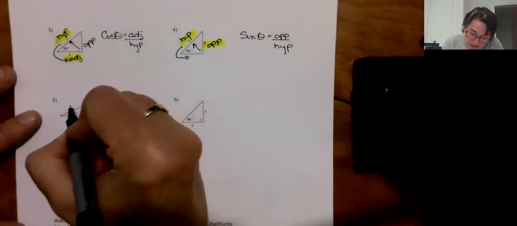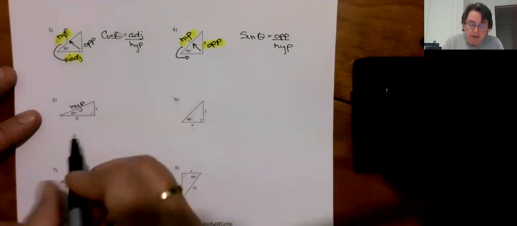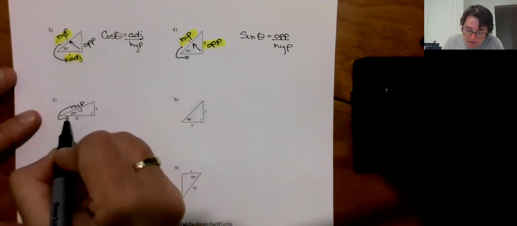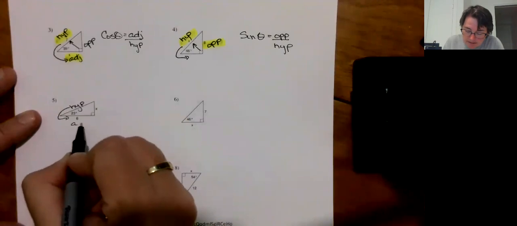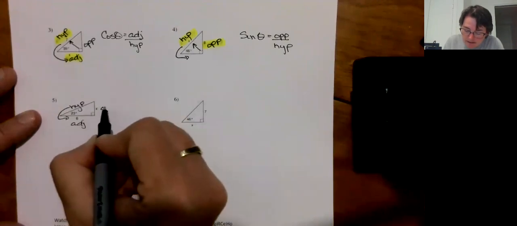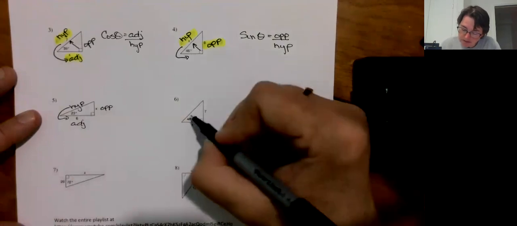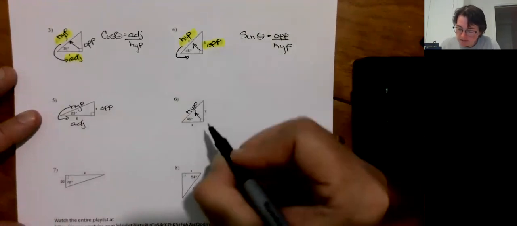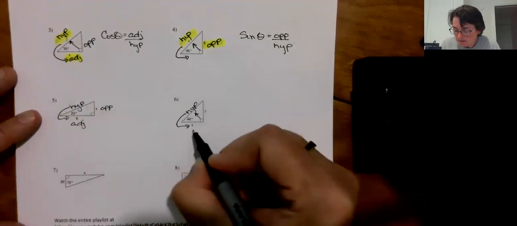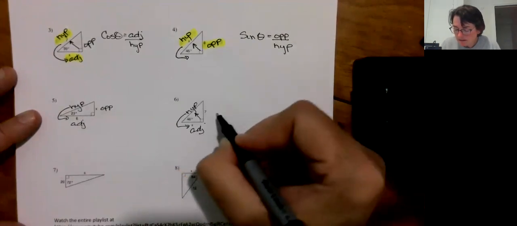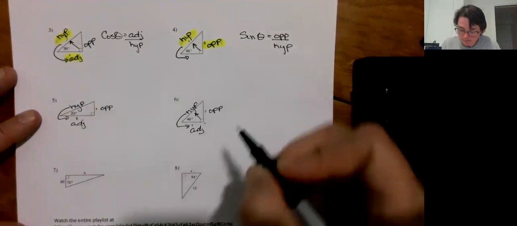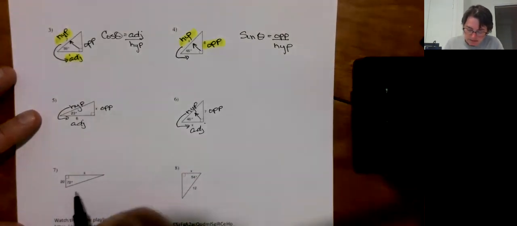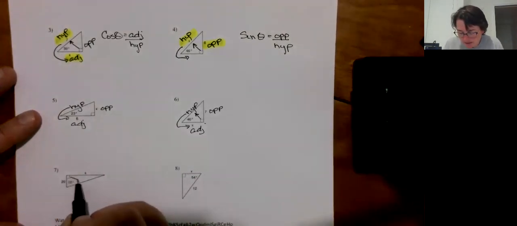So I go across, hypotenuse, go around the corner where my angle is, and this is adjacent, and this is opposite. Here's my hypotenuse. And I'm going to go around the corner, adjacent, opposite. Ooh, look at this one. Finally, it changed the orientation on my triangle.